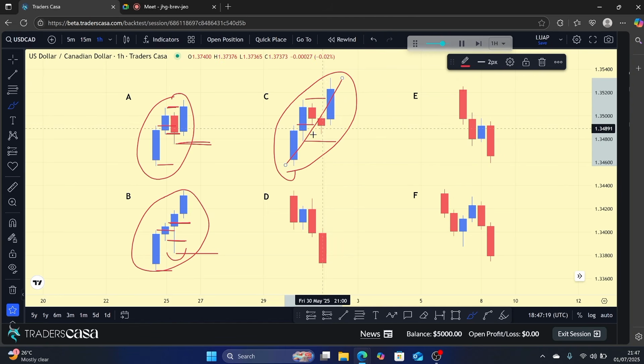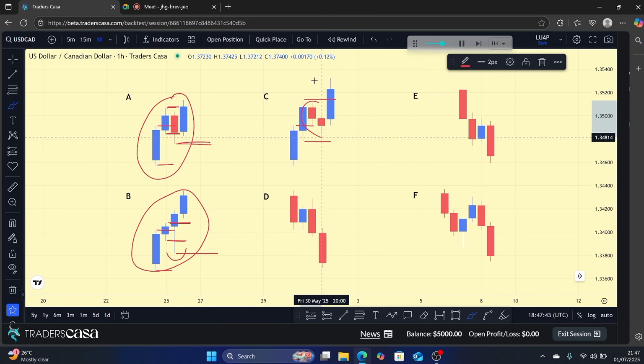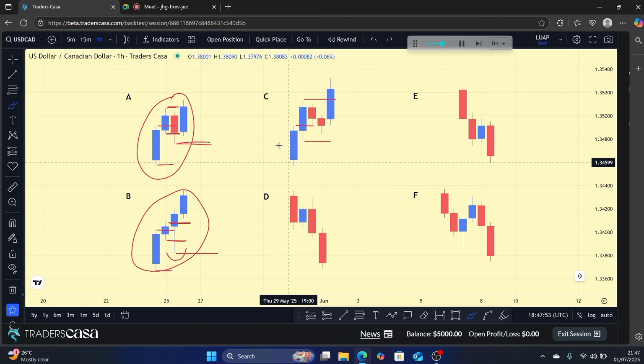So in this case, this is not a valid pullback. Why? Because the lowest point was protected and price broke past the highest point without breaking past the lowest point. You can clearly see this is the highest point and price broke past the highest point too while protecting this low. So literally I can just be blind and ignore all of these. So right here this is not a valid pullback.